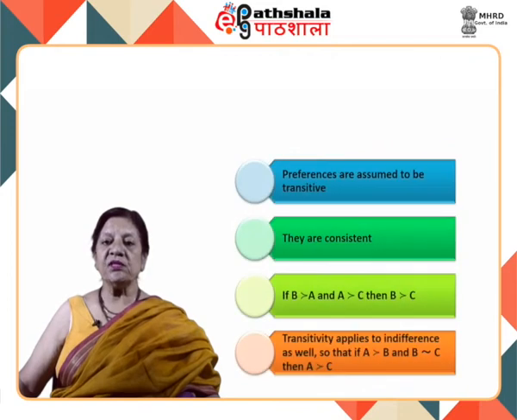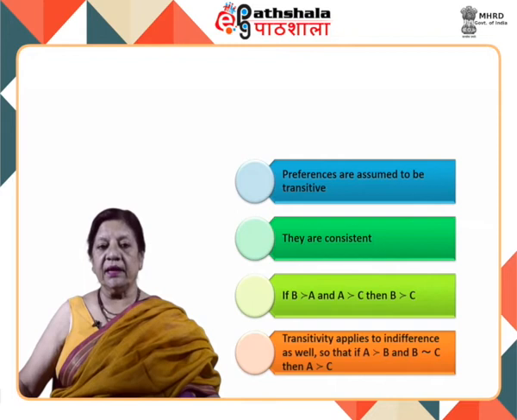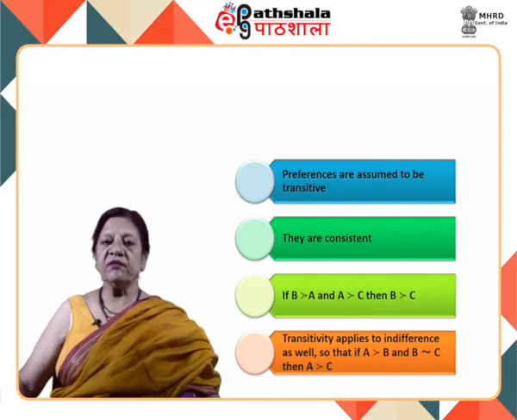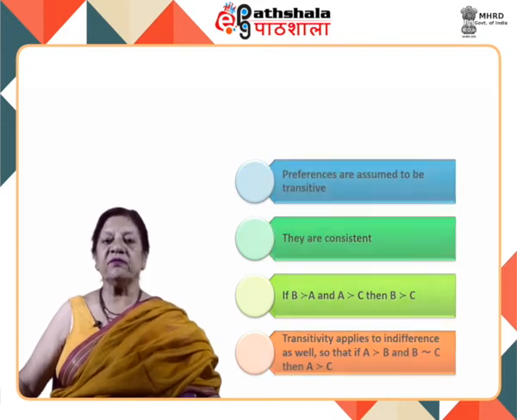These preferences are assumed to be transitive so that they are consistent. If B is greater than A and A is greater than C, then B is greater than C. Transitivity applies to indifference as well, so that if A is greater than B and B is indifferent to C, then A is greater than C. This is the axiom or assumption of transitivity.